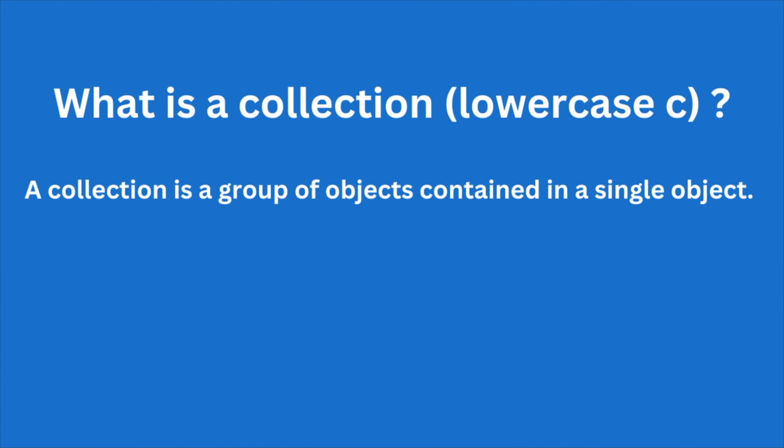Now let us understand what is a collection. And the one I am talking about is one with lowercase c and no s. So a collection is a group of objects contained in a single object. So basically your collection represents any data structure in which objects are stored and that can be iterated.